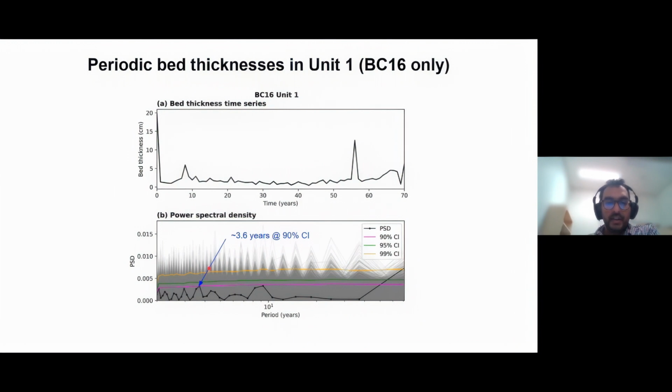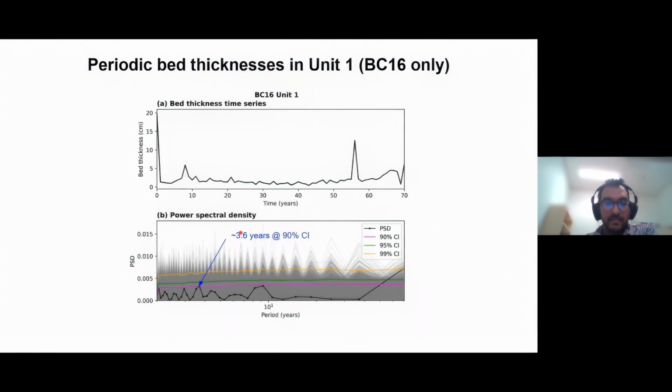And the gray areas show the bootstrapping samples. As you can see here, only one of the peaks surpasses the 90% confidence interval, and that is at the periodic bed thickness of 3.6 years.